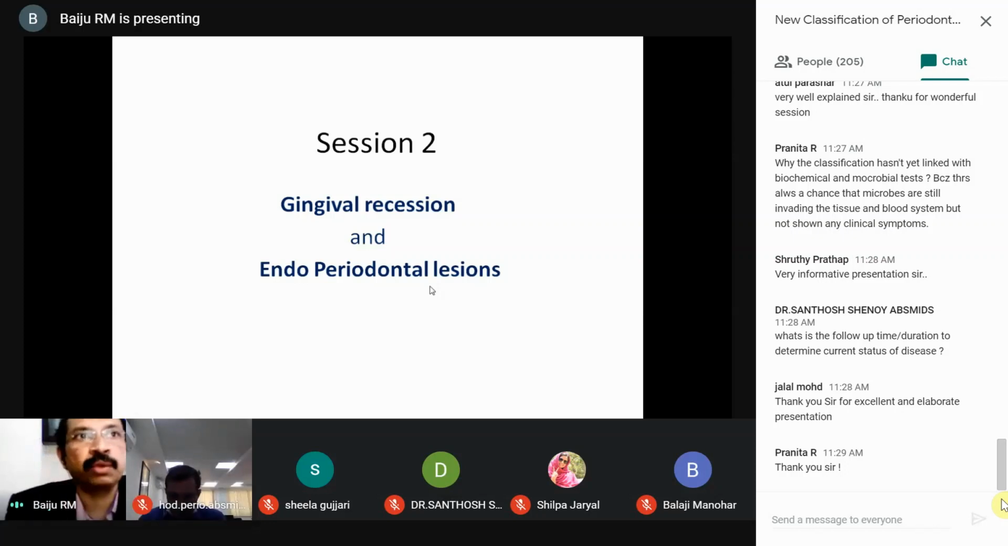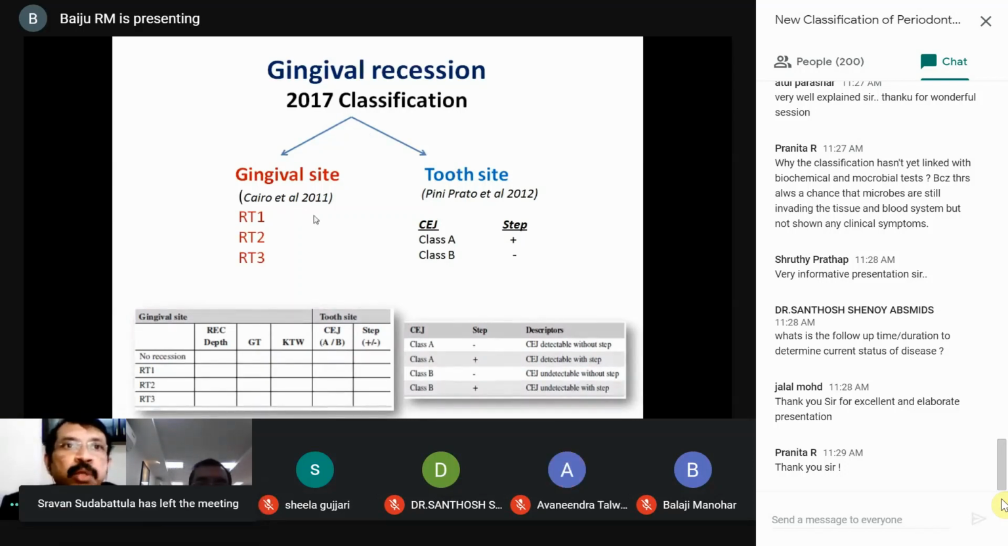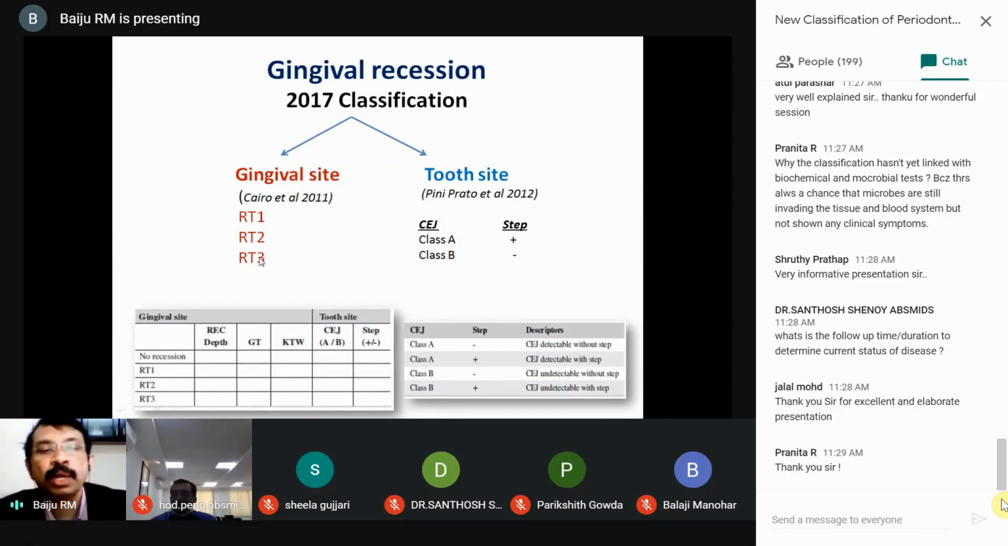As you gain experience and confidence in the new classification, you can read more and implement the other criteria also. Now, there is a total overhaul of the classification of recession. It was a whole workshop. They have considered the Cairo classification as a standard. So until now, we have been considering the Miller's classification. It's a classic, fantastic classification, and we have been managing our patients based on it. But we do understand that there are certain limitations in this classification. And this is a recent one, the Cairo classification 2011, where they have categorized recession into RT1, RT2.